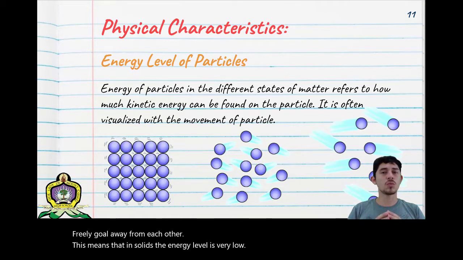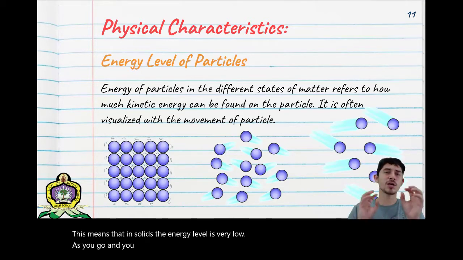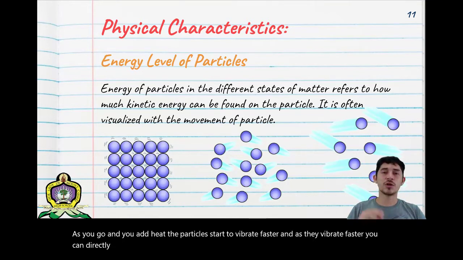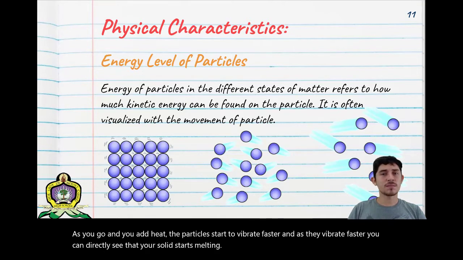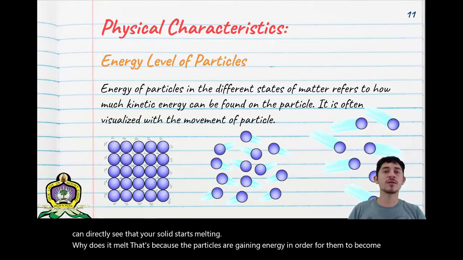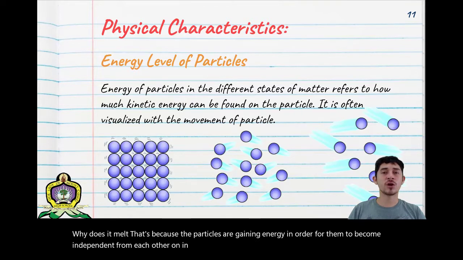As you add heat, the particles start to vibrate faster. And as they vibrate faster, you can directly see that your solid starts melting. Why does it melt? That's because the particles are gaining energy in order for them to become independent from each other and in order for them to overcome the attraction between each other.